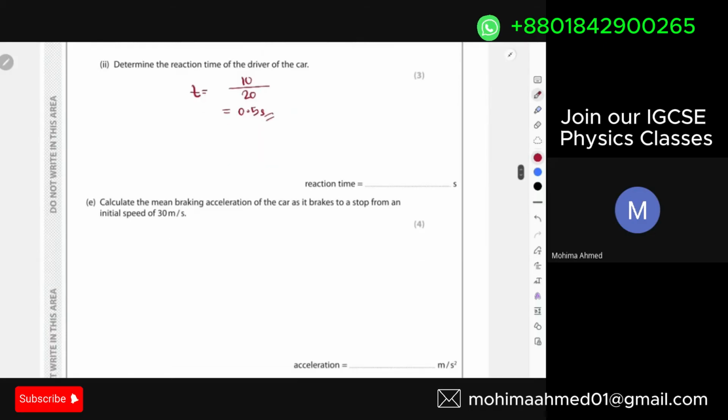And then again, finally, they are asking to calculate the mean braking acceleration of the car as it brakes to a stop from its initial speed of 30 meters per second. Initial speed of 30 meters per second means what? Exactly, at the final point your velocity is 0.